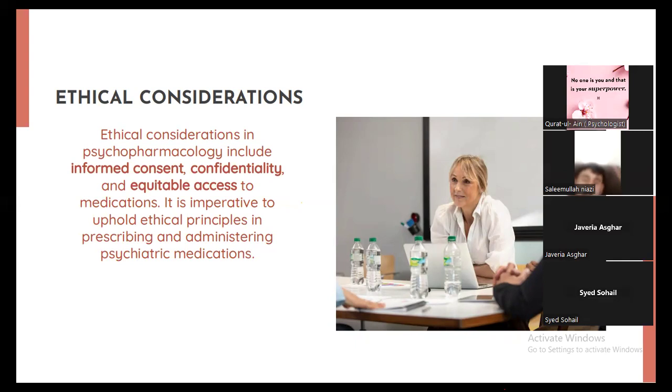Then it comes to equitable access to medication. That basically means that in certain areas of the world, there are certain medications which are not accessible. For example, I'm currently living in Pakistan, and in Pakistan we normally have this kind of issue. The patient comes to our psychiatrist and says, oh my God, we are not able to get this medicine, haloperidol, or we are not able to get the medicine called clozapine. So we understand that this medicine is not accessible at this particular period of time. These are ethical considerations we have to practice. We have to uphold those principles while administering any kind of psychiatric treatment or psychotherapy.